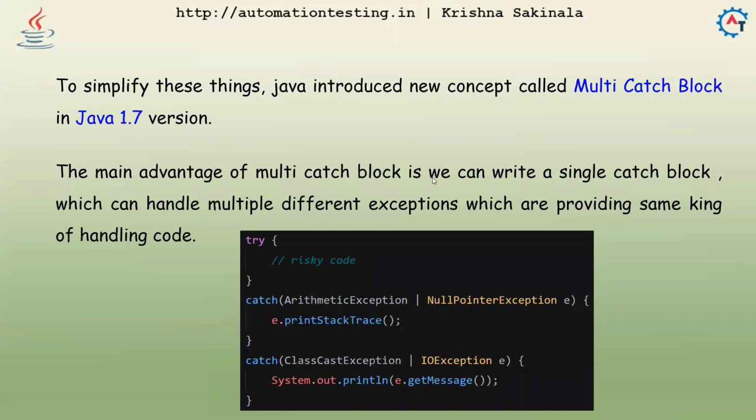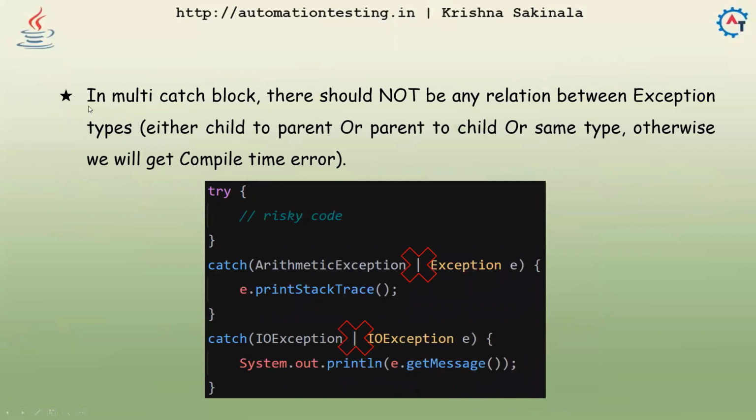Now, the important point is that in multi-catch block, there should not be any relation between exception types, either parent to child, child to parent, or same type. Otherwise, we will get a compile time error. So what it is saying is, if I use arithmetic exception or I mention exception, arithmetic exception is a child of exception, right? So if you mention it like this, exception will handle arithmetic also. Then why mention arithmetic exception explicitly? So this is not possible. You get a compile time error.